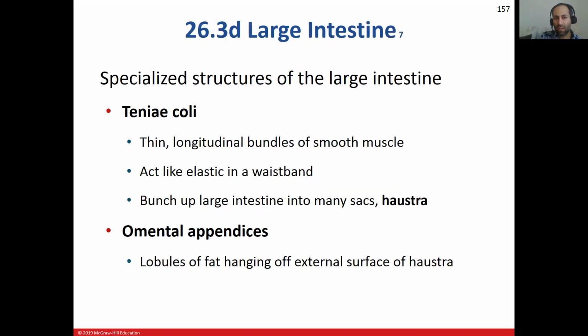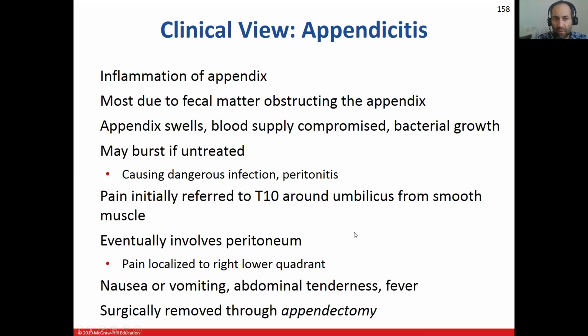Taeniae coli. Taeniae coli are, again, as we see here, these thin longitudinal bundles of smooth muscle which are found in your large intestine, okay? And what they do is they pretty much hold your intestine intact and they cause these haustrations. So it's kind of like a belt situation, right? Where there are these pockets held together by means of the taeniae coli, and these sac-like protrusions of your large intestine are called the haustra or haustrations.